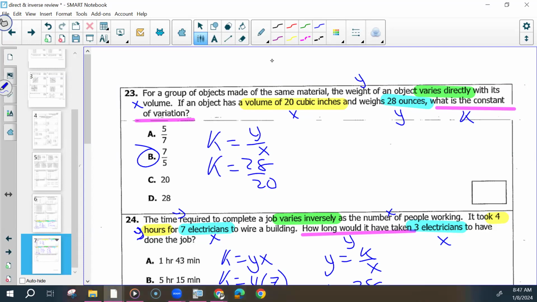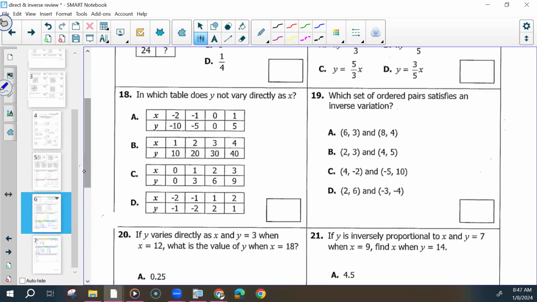Ashley? Say that number one more time. 19 on the previous page. Which set of ordered pairs satisfies an inverse variation? So in order to check this, we know to find k for an inverse, that's y times x. So if we start multiplying these and they're the same, that would be our inverse. Which one do we think is going to be the same?